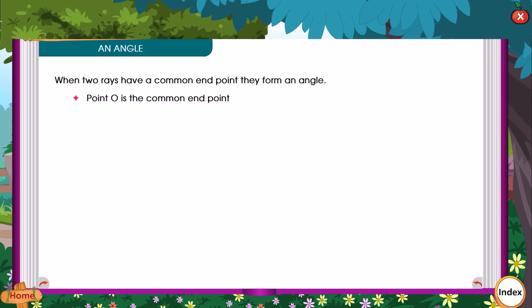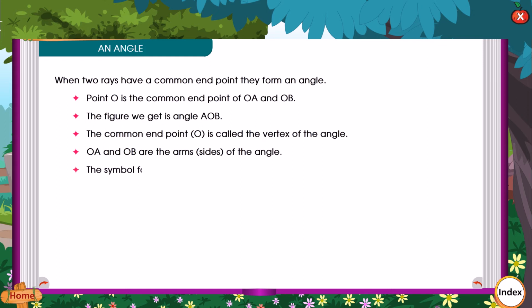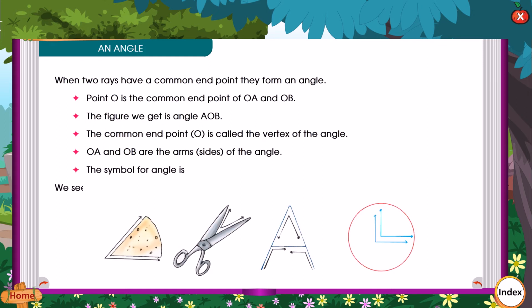An angle. When two rays have a common endpoint, they form an angle. Point O is a common endpoint of OA and OB. The figure we get is angle AOB. The common endpoint O is called the vertex of the angle. OA and OB are the arms, or sides, of the angle. The symbol for angle is shown here. We see angles around us all the time.